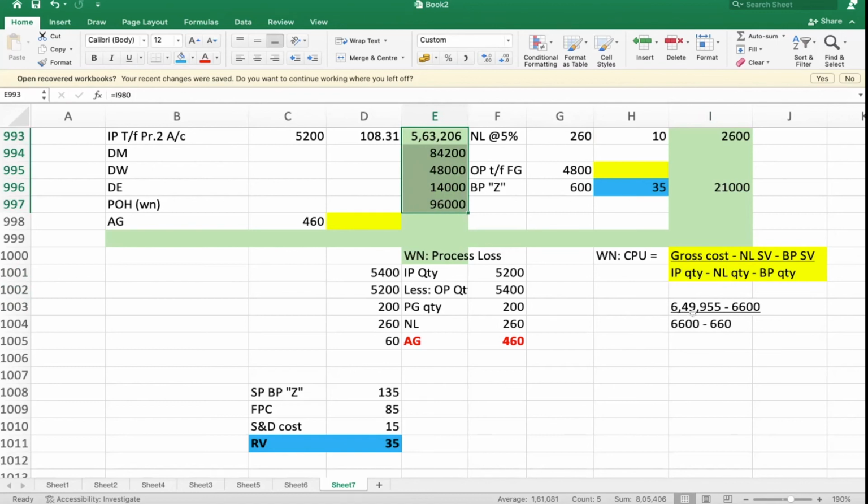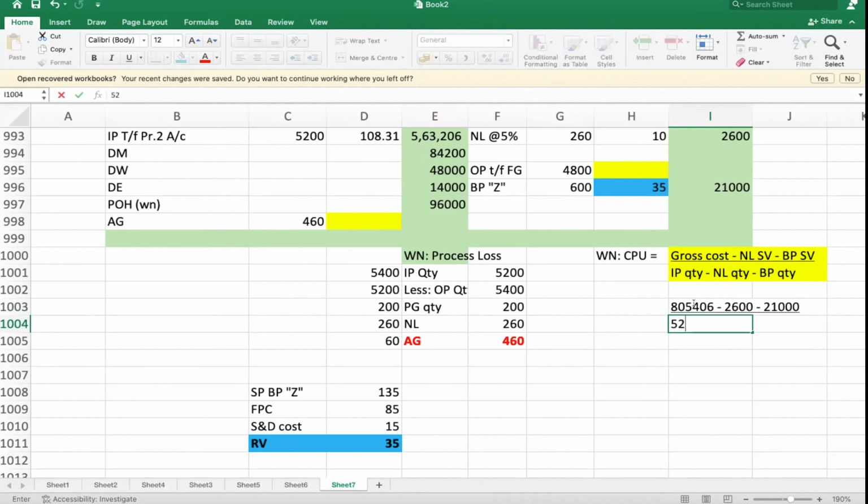8,05,406. Gross cost comes to how much? 8,05,406 minus normal loss salvage value 2,600, minus byproduct realization 21,000, divided by input quantity 5,200, minus normal loss quantity 600, and byproduct quantity 600. Therefore, what is the cost per unit?